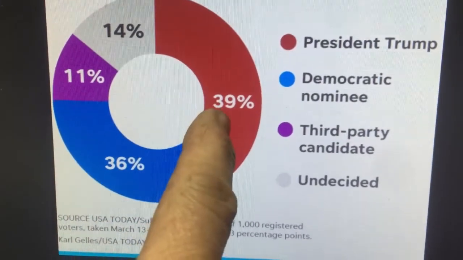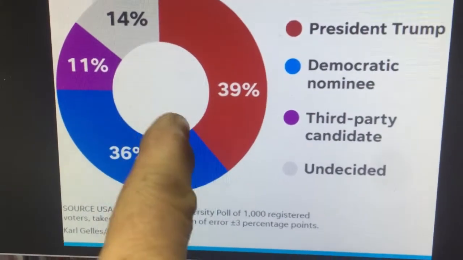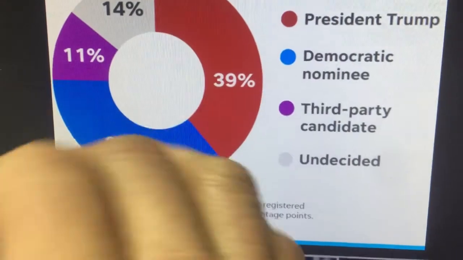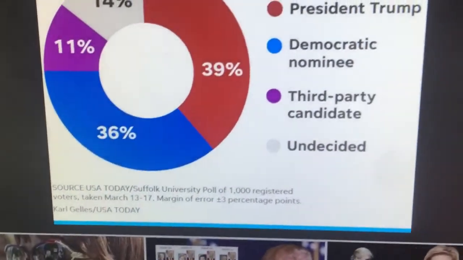And right over here, President Trump, 39. If I add 3, that'd be 42. If I subtract 3, that'd be 36. So really it's between 36 and 42. Let's look at another one here.